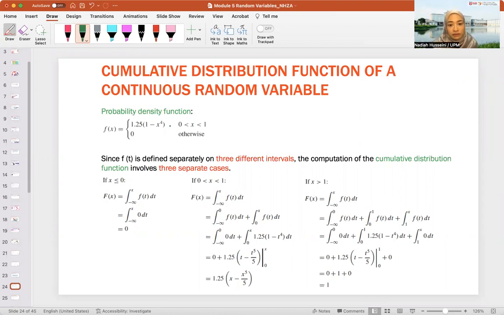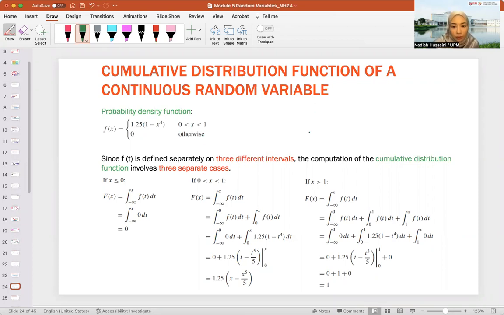Okay, so the cumulative distribution function of a continuous random variable. Let's say this is our function, the same function that we had before. Since f is defined separately on 3 different intervals, the computation of the cumulative distribution function involves 3 separate cases. Let me say that again. Since our function is defined separately on 3 different intervals, here we only have 2. So what 3 intervals are they talking about?